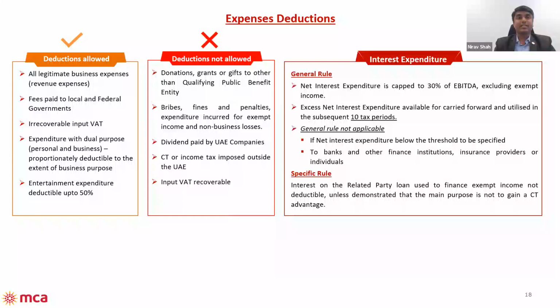For interest expenditure, there are certain specific conditions which need to be fulfilled, and if our interest expenditure does not fit into those conditions, then we may have to disallow those expenditures partially or fully. So what are those rules? There's a general rule and a specific rule. The general rule is that any interest expenditure in excess of 30% of EBITDA, that means earnings before interest, tax, depreciation, and amortization, excluding exempt income. If I incur net interest expenditure, basically interest expenditure minus interest income, in excess of 30% of EBITDA, that excess will not be allowed as a deduction. However, it's not a permanent disallowance. The excess amount which I'm not getting as a deduction will be carried forward for the future 10 tax periods, and I can claim the deduction in those 10 tax periods.